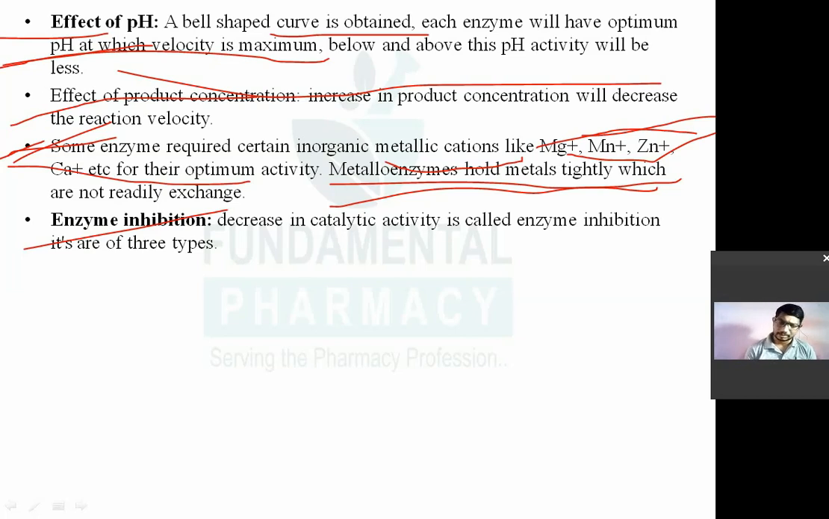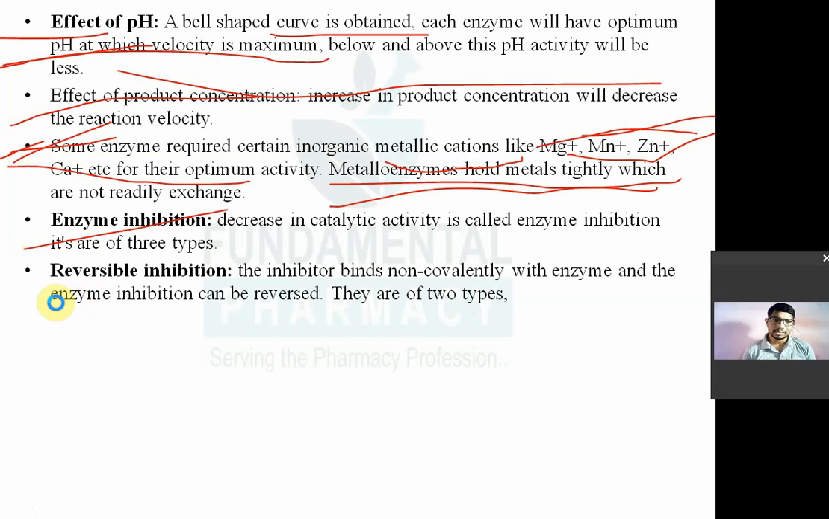And they are of three types: first one is the reversible inhibition, second one is the irreversible inhibition, and third one is the allosteric inhibition. So we are going to see reversible inhibition and irreversible inhibition.